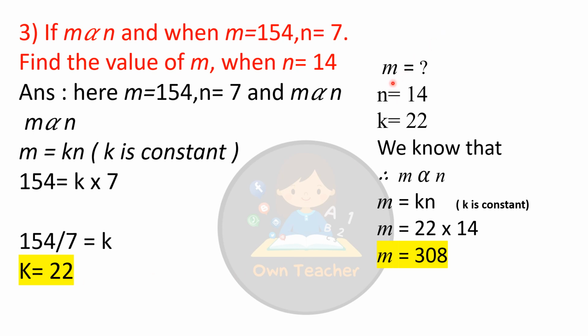Now we will find out value of m when n is equal to 14 and we know here value of k is equal to 22. m is directly proportional to n. m is equal to kn. We will put the value here. We know the value of k is 22 and value of n is 14. So m is equal to 22 into 14. Our answer is 308. So value of m is 308.